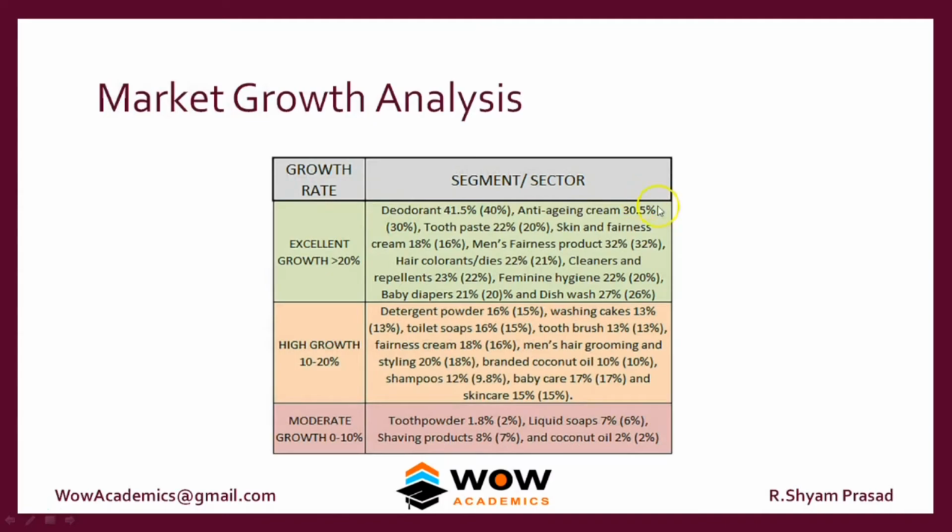This is the segment's growth rate. So each segment's growth has been given here. In India, in a particular year, the deodorant market was growing at 41%, the anti-age cream market was growing at 30%. Like that it grows. The tooth powder market is growing at 1.8%, and shaving cream is growing at 8%. So it tells about the growth of the market.